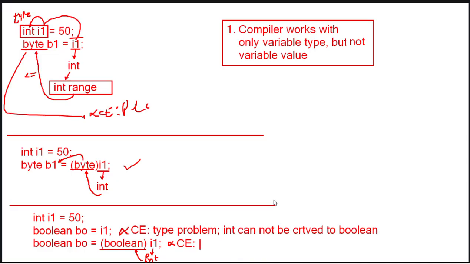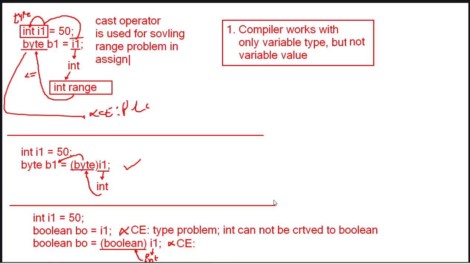So tell me, the cast operator is meant for converting compatible types from higher range to lesser range. Higher range to lesser range. Tell me now, the cast operator is used for solving what problem? Range problem. Range problem in assignment.